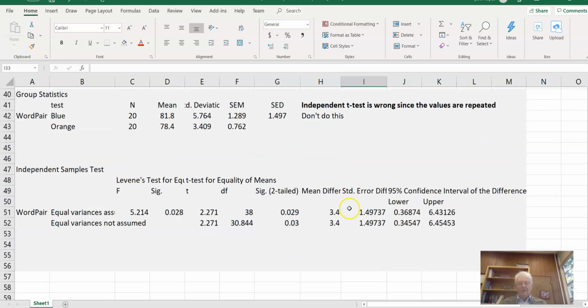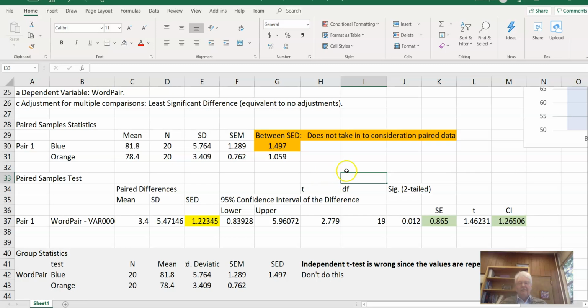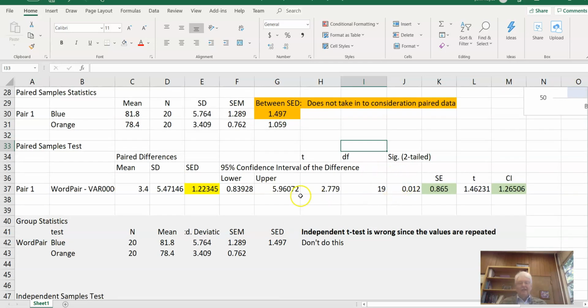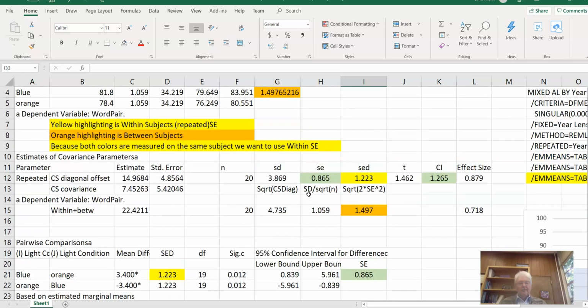We're more sensitive when we do the within subjects. We get a p of 0.012 versus 0.029 because we're partitioning the variance. We're removing the difference between subjects and just looking at within subjects here. This includes the wider noise based on different subjects. This one does not. So it's a much more sensitive test, and our effect size is, again, as we showed up here, 0.88 using within subjects. So the effect within a subject, the change from blue to orange, is 0.879 of standard deviations.